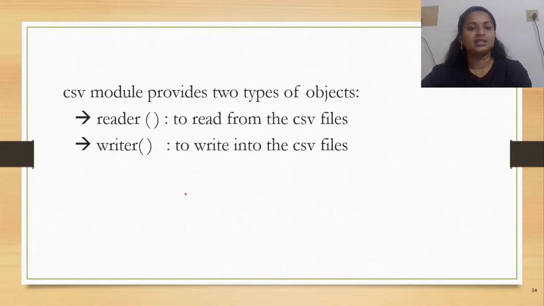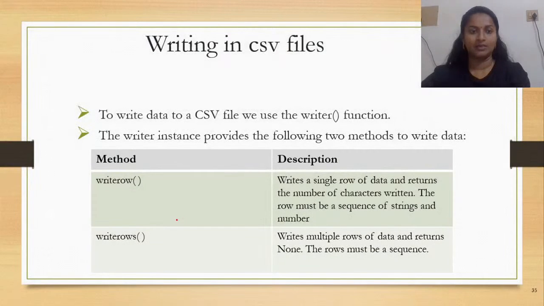So the next thing that we're going to see is the CSV module provides two types of objects. What are they? The writer as well as the reader. The reader is to read from the CSV file and the writer object is to write into the CSV file. So these are the basic things that we need to understand.